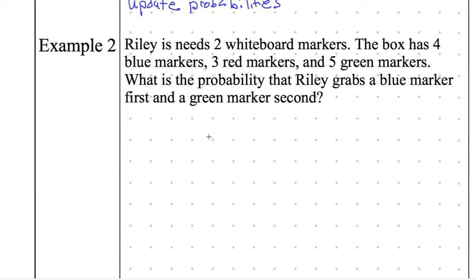Let's do another example. So Riley's going to grab some whiteboard markers. He or she, I don't know if this is a he or she. I guess if we're talking about Beck, it's a he. If it's my son, it's a he.